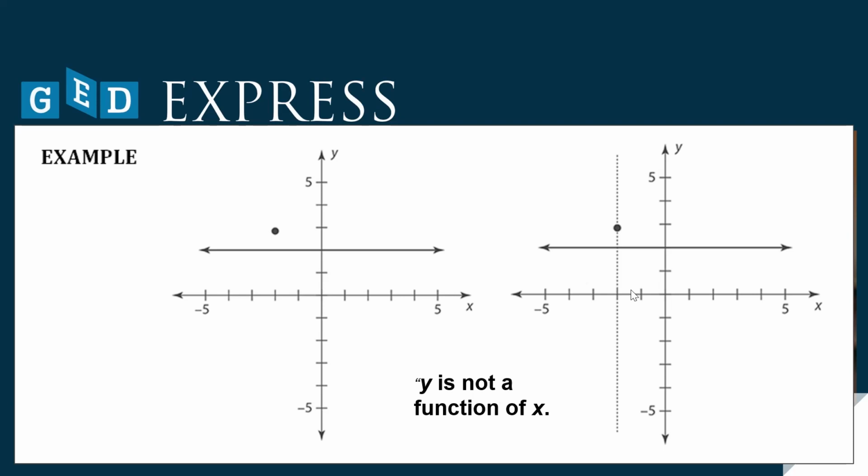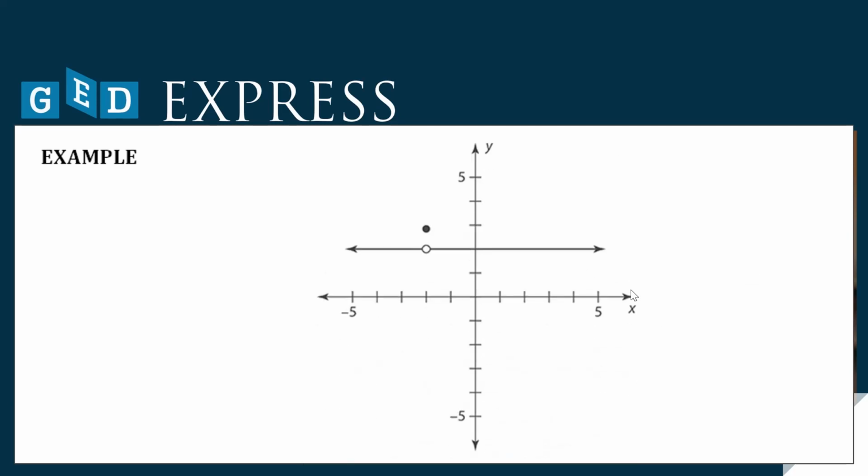Also be careful with the symbols used. An open circle means that the function is not defined at that point. Just changing the preceding graph a little bit will make it a function.